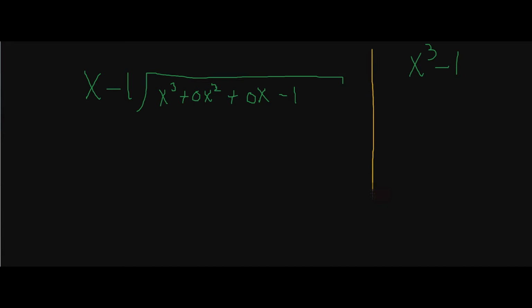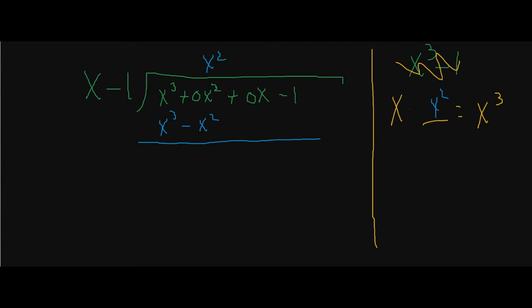So I'm going to put this little bracket over here, and we just start off. X times what gives me x to the third power? Well, that's definitely got to be x squared. So we know we're going to put x squared here. Okay, well, x times x squared, we did that already. That's just going to be x to the third. Then negative 1 times x squared is negative x squared.